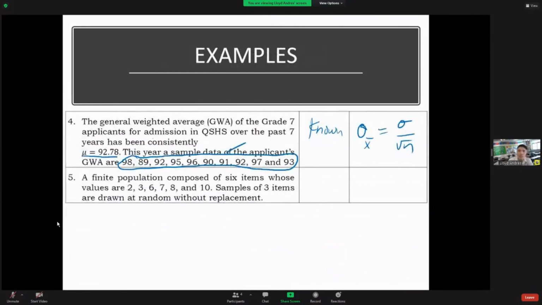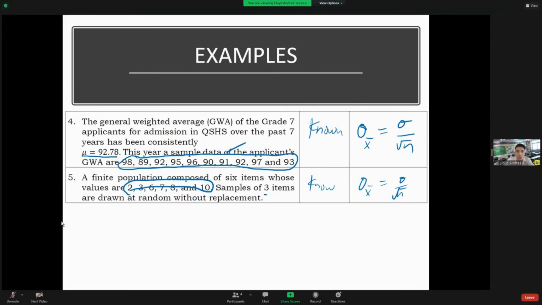And lastly, a finite population composed of 6 items whose values are given. So, kung naay given value, known gihapon ni siya. So, mao gihapon ang standard error, sigma over square root of n.